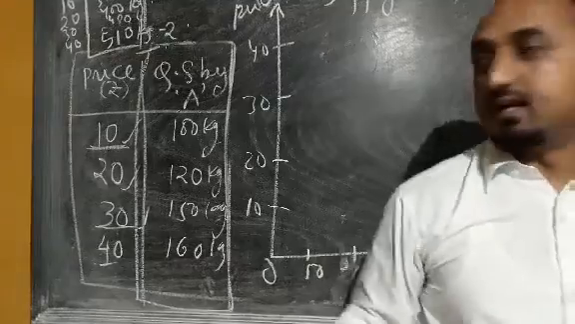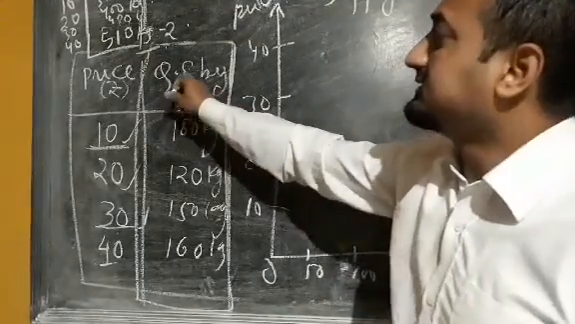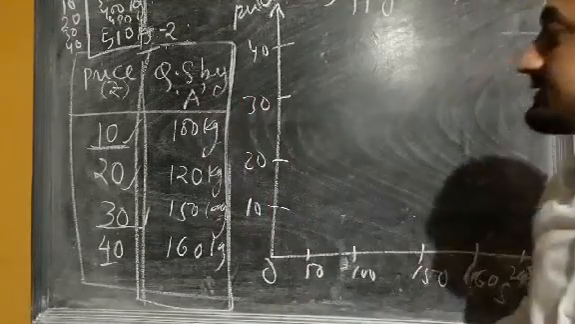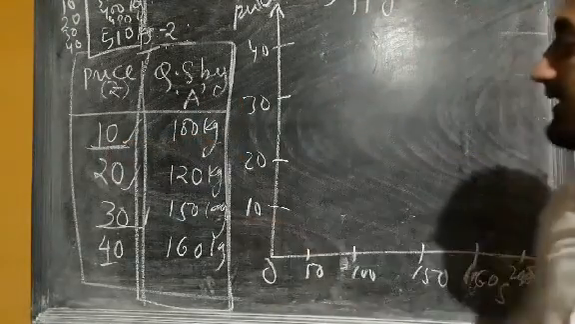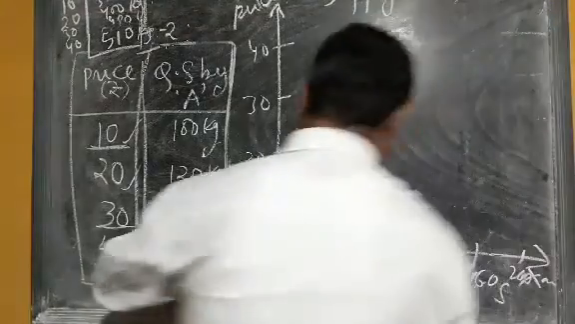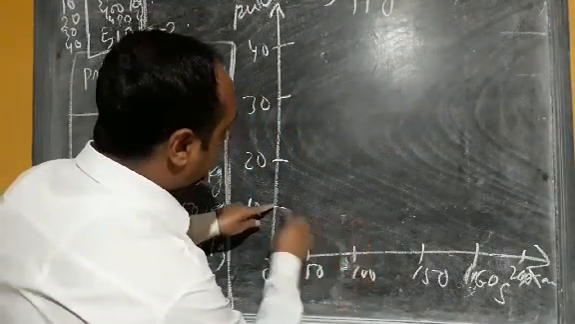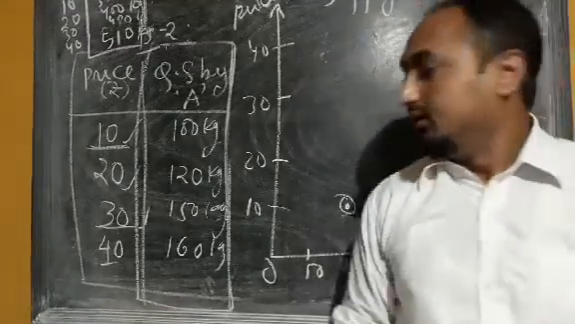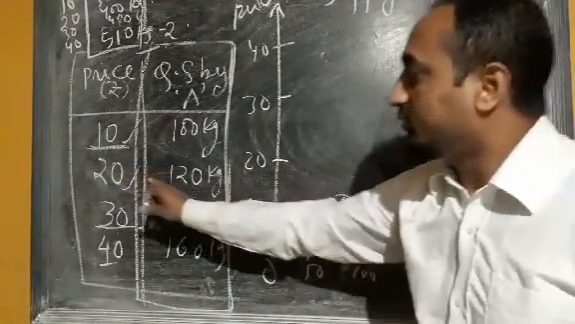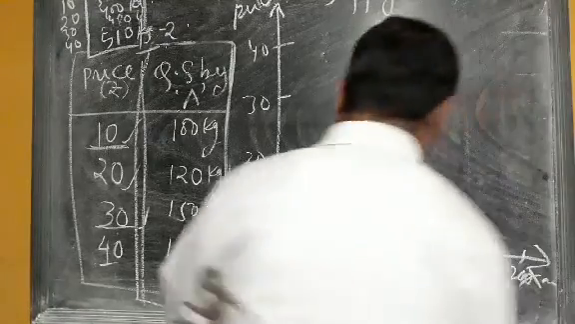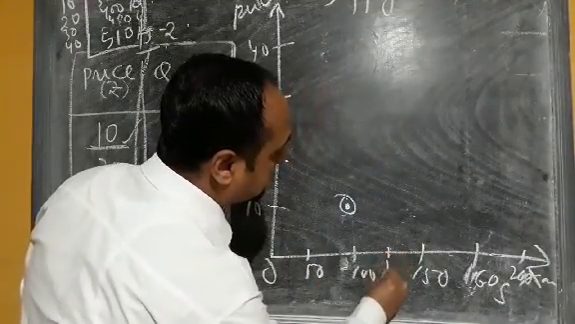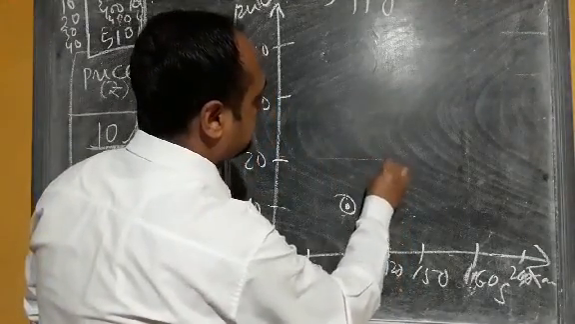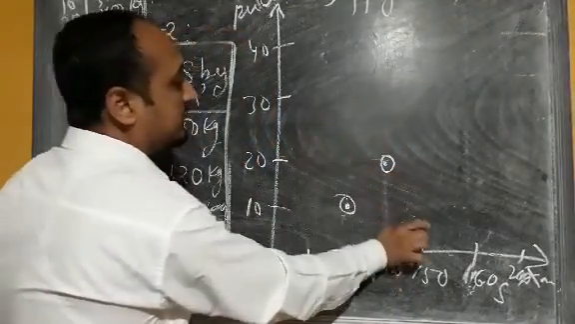So at price 10, if you consider the quantity supplied by only one producer, that will be your individual supply. Okay, so at price 10, quantity supply is 100 kg. So where is 100? 100 is somewhere here. Okay, this is the first point. Now at price 20, quantity supply is 120. So this is your 100, 120 maybe somewhere here. Suppose this is your 120. Okay, this one is also done.